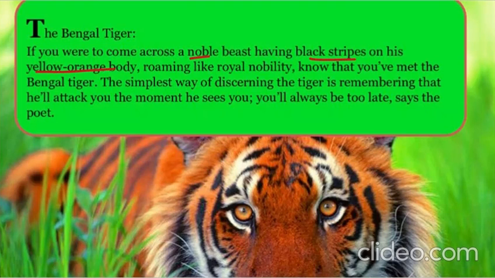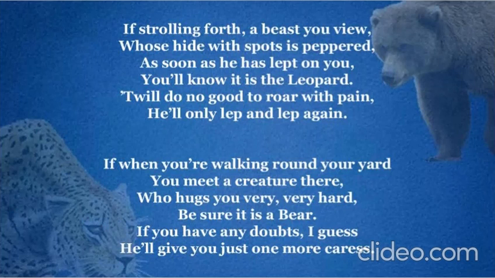Now let's read the third and fourth stanza. If strolling forth a beast you view, whose hide with spots is peppered, as soon as he has leapt on you, you will know it is the leopard. 'Twill do no good to roar with pain, he will only leap and leap again. So now next one, who is the main character? Leopard. In the next stanza, we are getting to know about the leopard.